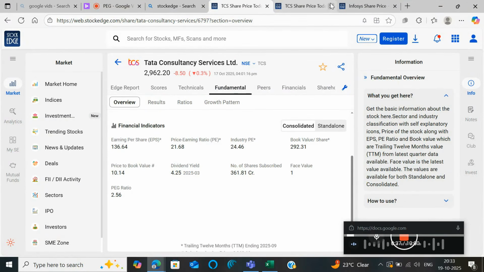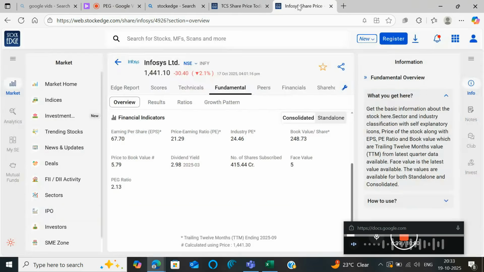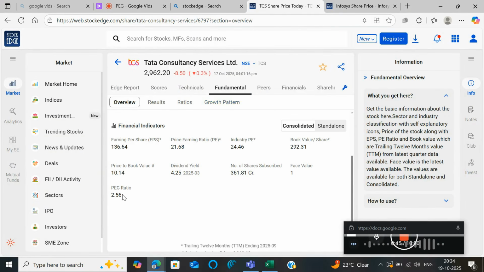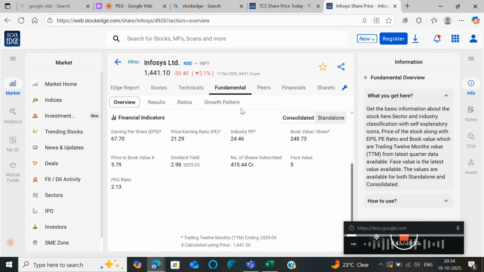Okay, we can do the same for, let's say, Infosys. So for Infosys, the PEG ratio is 2.13. So if we see 2.56 for TCS and compare it with 2.13, it looks like Infosys is available at a cheaper PEG ratio.